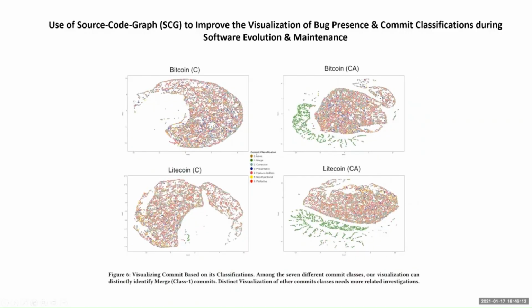Similarly, in the commit classification visualization, here it is very difficult to distinguish any region for any commit class, but in this visualization, we can distinguish at least the merged commits. Those commits are separately distinguishable from other types of commits. Though the other commit classification types are difficult to distinguish, from these findings we can say that merged commits contain a coding structure much different from other types of commits.